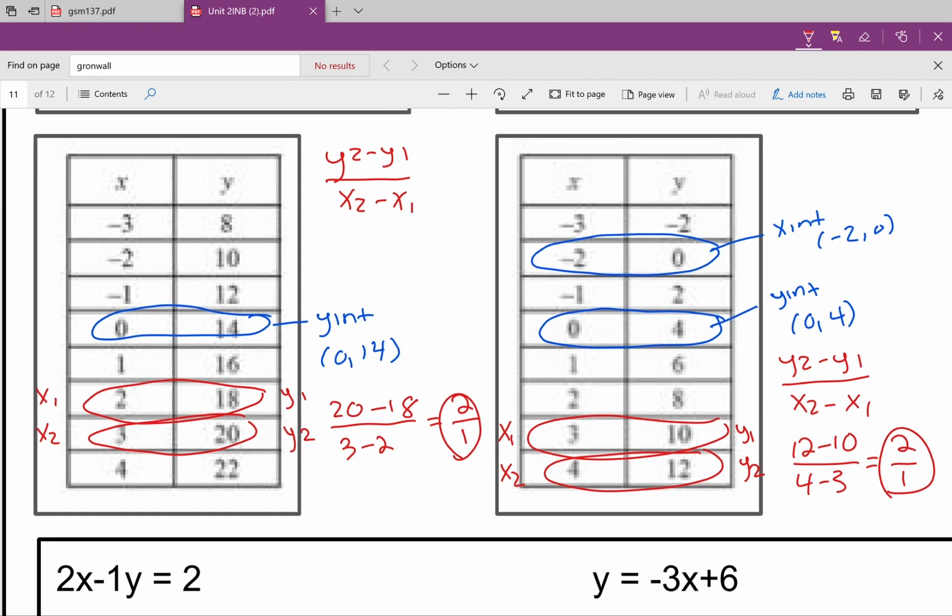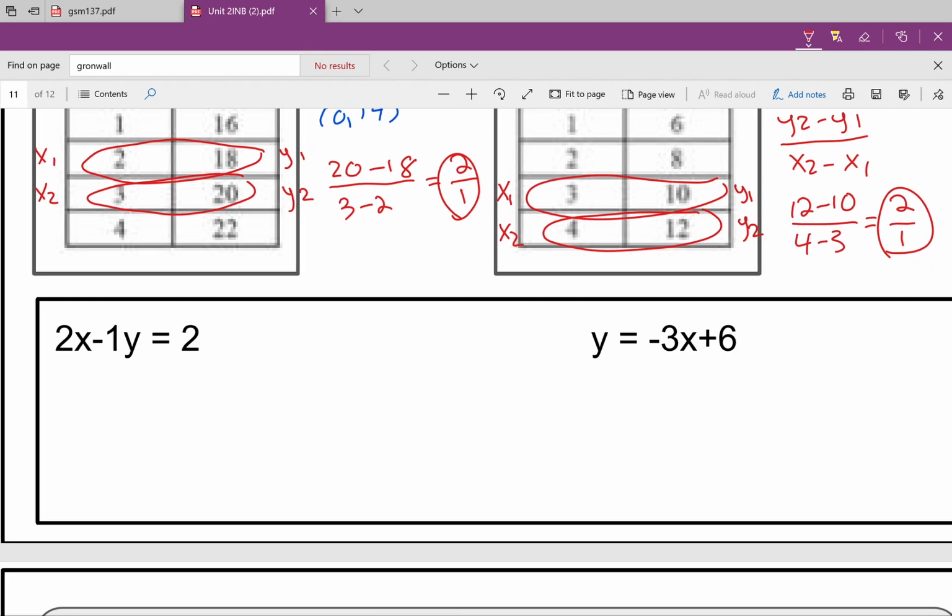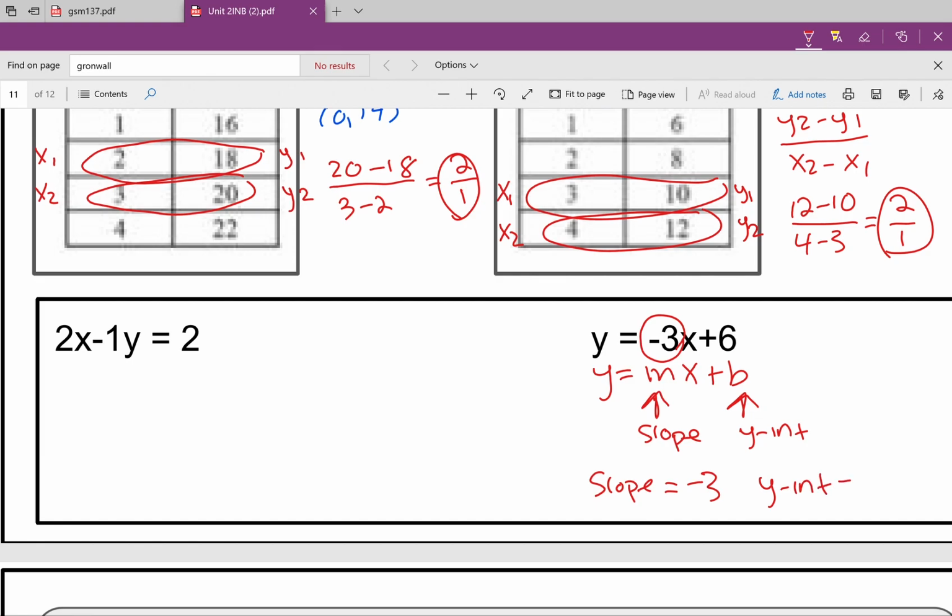One last example is equations. So I'm going to look at the second equation first. Remember, our equations can be written as y equals mx plus b, where m is our slope and b is our y-intercept. So just by looking at this equation, we know that our slope is equal to -3, and our y-intercept is equal to 6, because that's where the m value is and that's where the b value is.